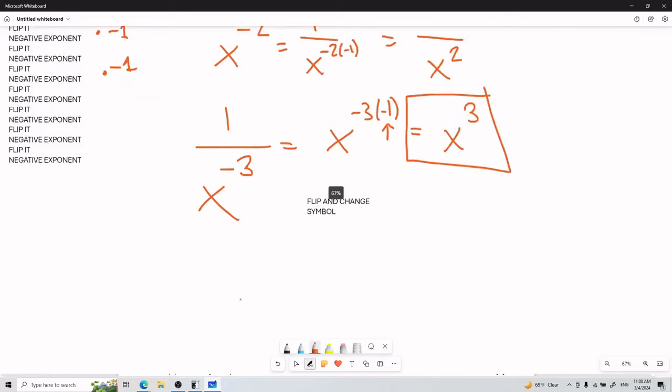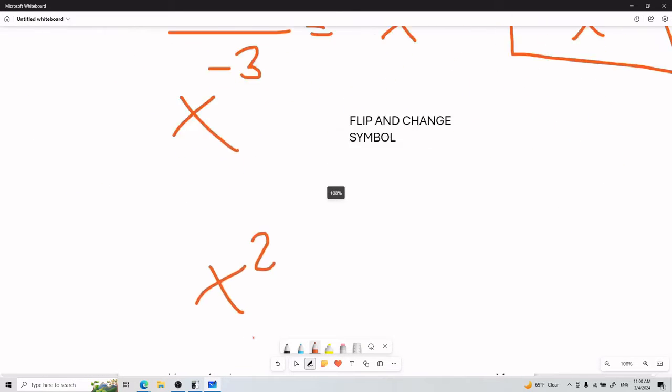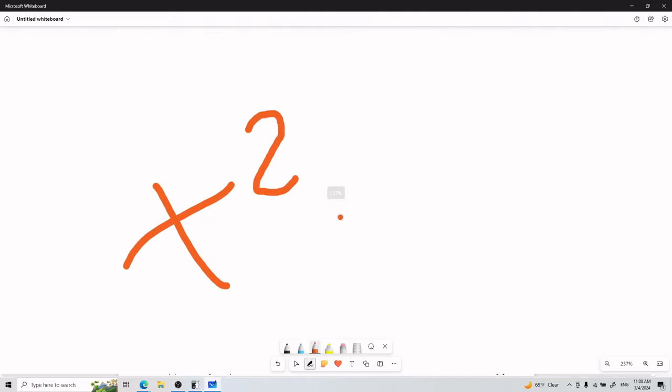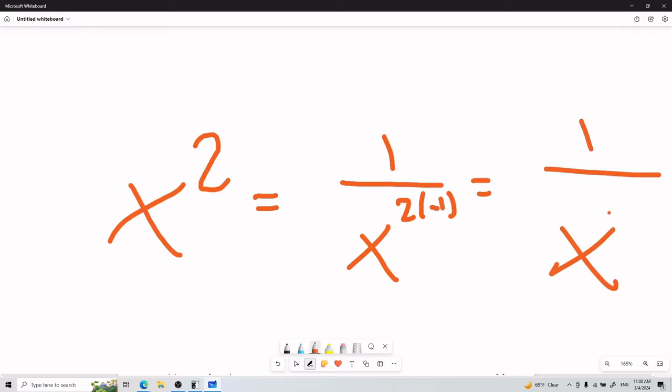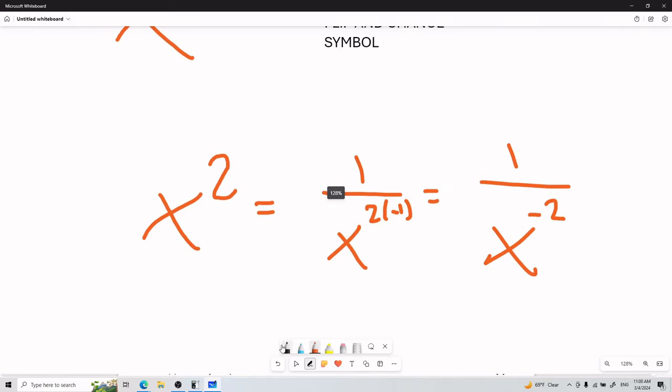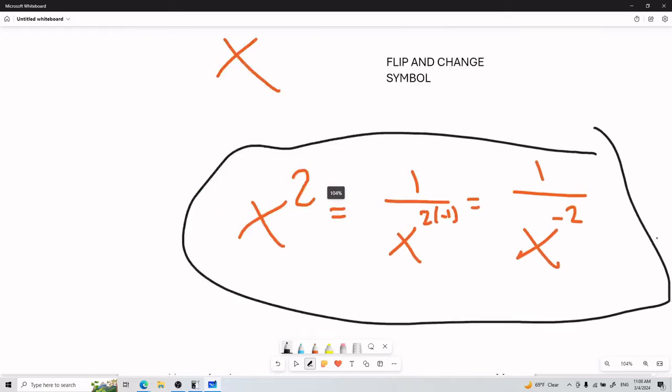That means if you have x squared, which is something that you would probably want, but just so that we're on the same page, you can flip it and multiply by a negative 1. So you can actually rewrite x squared as 1 divided by x to the power of negative 2. All right. That is all you need to know for negative exponents.